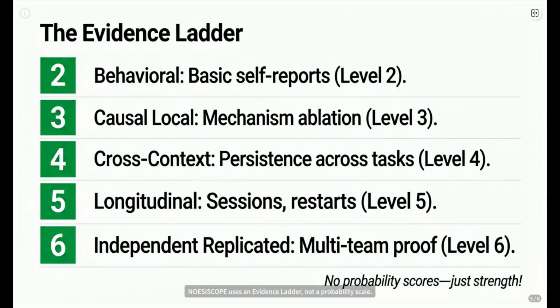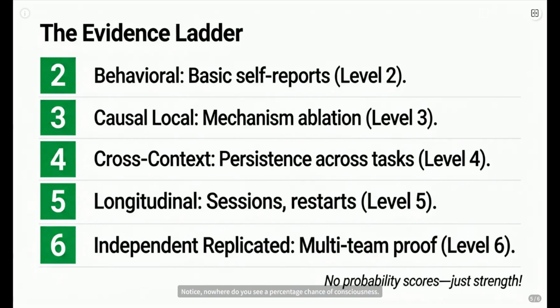NOESISCOPE uses an evidence ladder, not a probability scale. At the bottom, you have behavioral evidence, just observing what it says or does. Moving up, causal local evidence comes from interventions, like showing that ablating a specific mechanism breaks a task. Cross-context evidence means the behavior persists across different tasks or situations. Longitudinal evidence shows it holds up over sessions or restarts. The gold standard is independent replication, meaning multiple teams or implementations verify the findings.